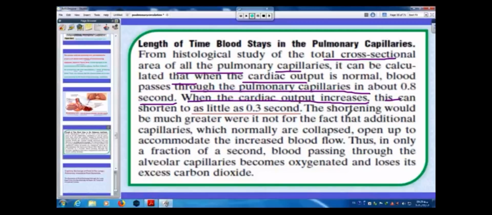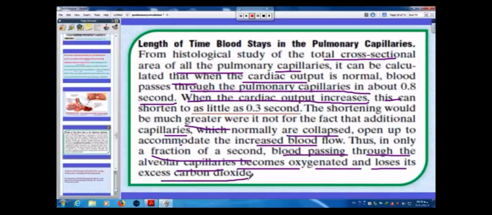When the cardiac output increases, this can shorten to as little as 0.3 seconds. The shortening would be much greater were it not for the fact that additional capillaries, which normally are collapsed, open up to accommodate the increased blood flow. Therefore, in only a fraction of a second, blood passing through the alveolar capillaries becomes oxygenated and loses its excess carbon dioxide, okay?